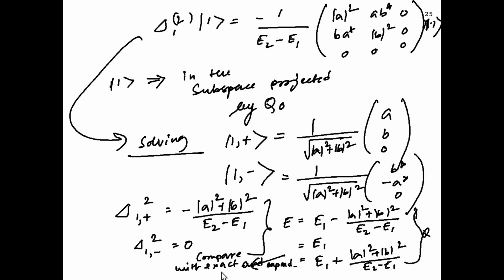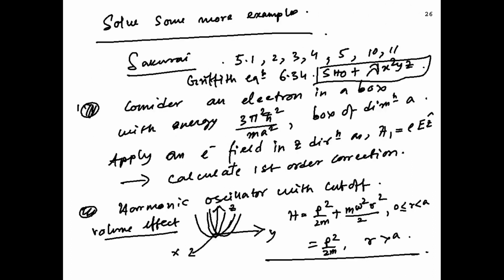Now this whole problem is just a 3 by 3 matrix problem. You can solve this whole problem exactly. So solve it exactly and take the limit where a and b are small, that is, E2 minus E1 is bigger than a square plus b square. Expand it and you see that you get the same result which you got from second order degenerate perturbation theory.